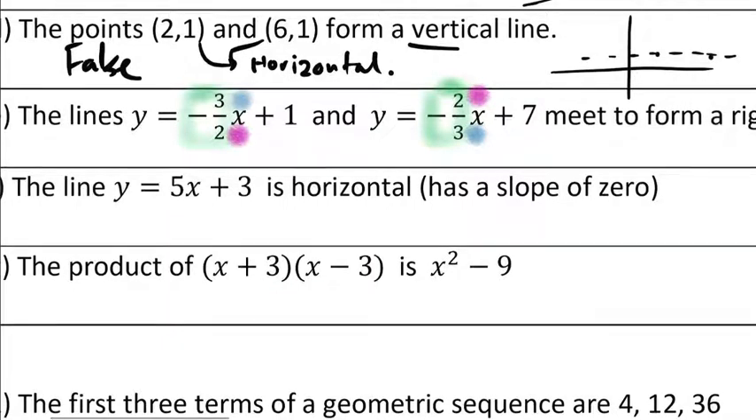The reason why they are not meeting at a right angle, the reason why they're not perpendicular, is because they do not have opposite signs. See, these are both negative. So because they're both negative, they're not forming a right angle. In order to get perpendicular lines, two things have to be true. Their slopes have to be opposite in sign and reciprocals.